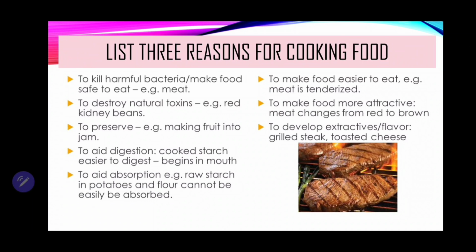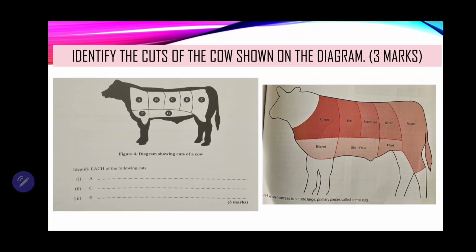To aid absorption as well, to make food easier to eat so foods become more tender and palatable, to make food more attractive. So when meats change from red to brown and develop that nice brown color as a result of the Maillard reaction. And last one we have here, to develop extractives or flavor, such as in grilled steak or toasted cheese, right? Now, you were only required to list 3. We have an extensive list here so that you can have more fuel in the tank, if you know what I mean. All right, next part.